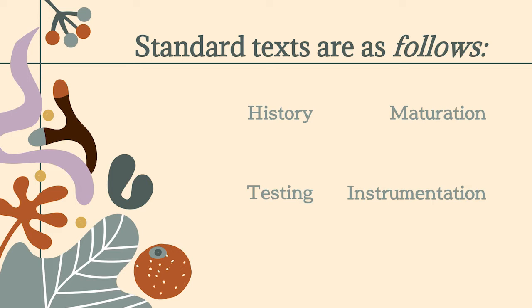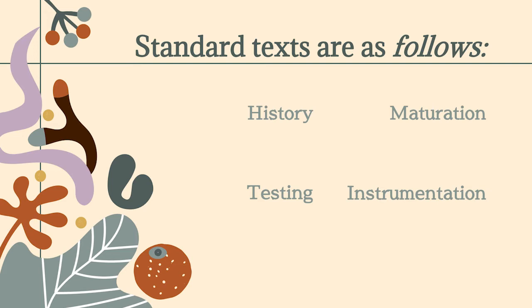1. History, or specific events, in addition to the experimental treatment or variable, which occur between measurements of the dependent variable. 2. Maturation, or processes within the subjects operating as a function of time, such as growing older or more mature. 3. Testing, or the effects of taking a test upon the scores of a subsequent testing.